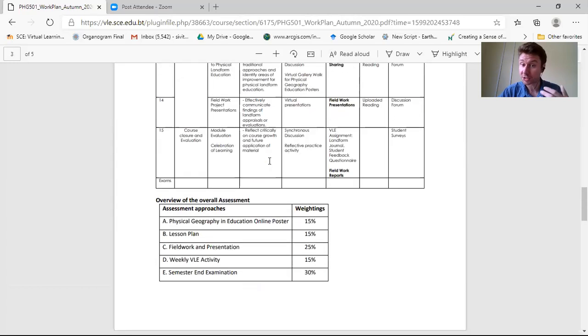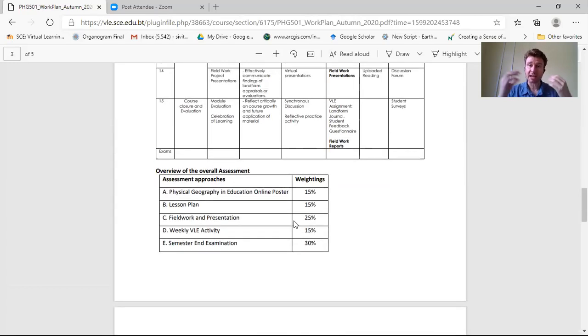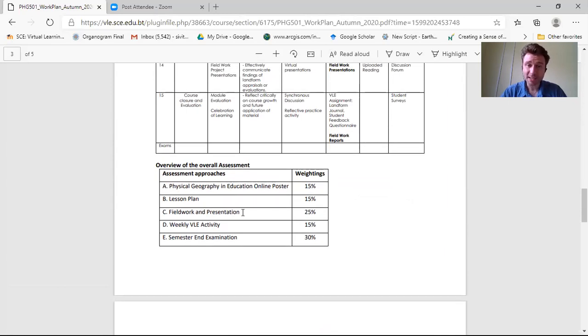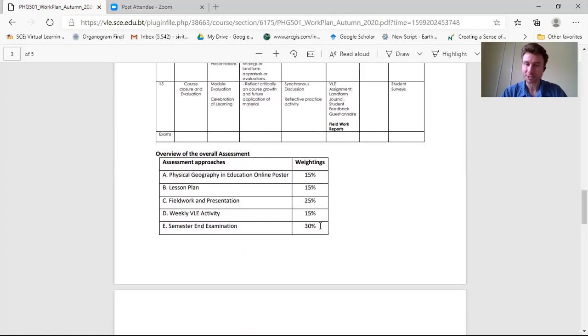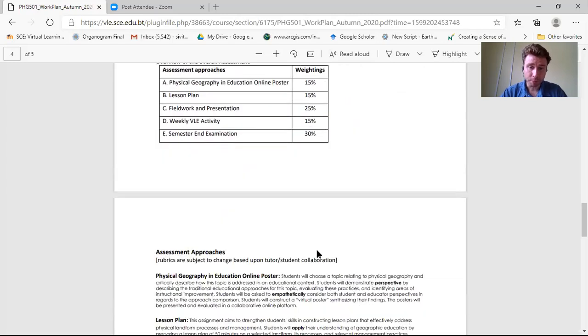And then to talk about assessment, this is going to break down into a few interactive and collaborative assignments throughout the entirety of the semester. One is an online poster about physical geography education topics. We're going to have you make a lesson plan. We're going to try to do some field work, which we'll have to modify depending on our situation. And then there are these weekly VLE activities that we're practicing right now. We'll finally finish up with a semester-end examination. These will be our point breakdowns.